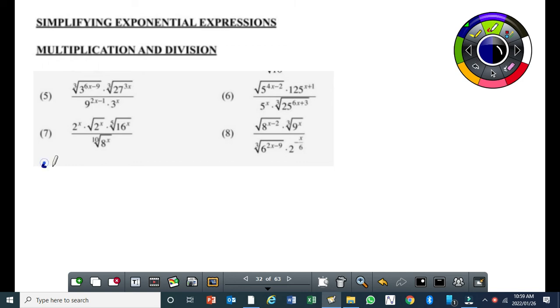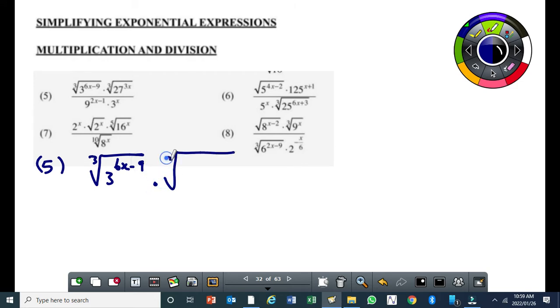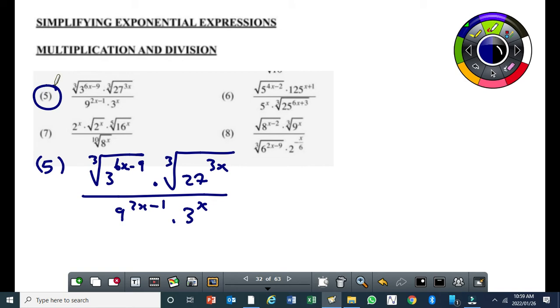Start with the first one, number 5. So you have the cube root of 3 to the power of 6x minus 9 times the cube root of 27 to the power of 3x. Right? This is all over 9 to the power of 2x minus 1 times 3 to the power of x. Okay, so I'm doing question 5.